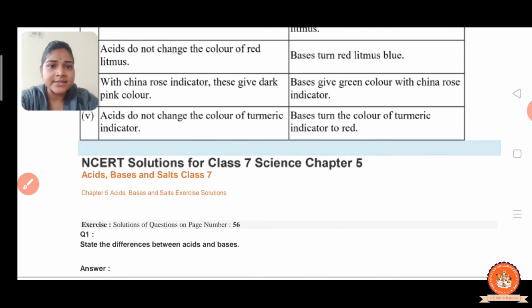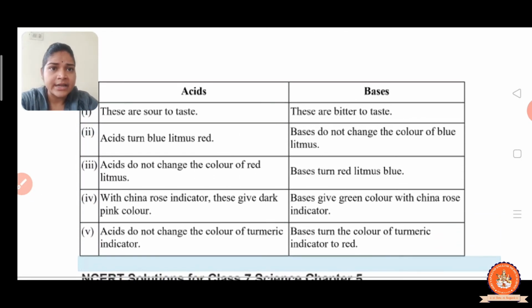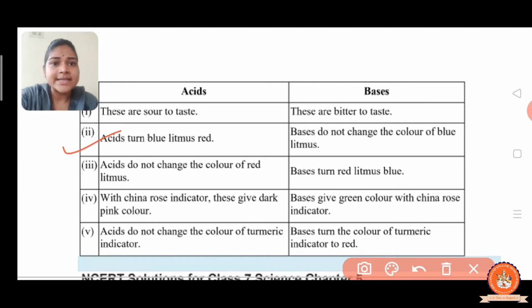So here the question is given, and the answer is given on the upper side. Some printing mistake. So see the acids. Acids are sour to taste. We already learned this chapter. If the taste is sour, it is acidic in nature, and if the taste is bitter, it is basic in nature. So the first point is: acids are sour to taste and bases are bitter to taste. Now the second point: acid turns blue litmus red.